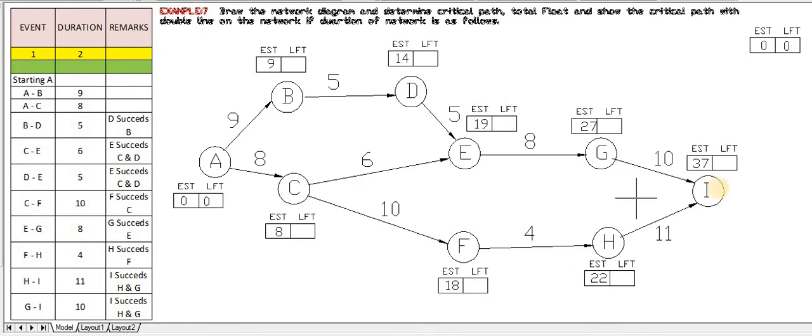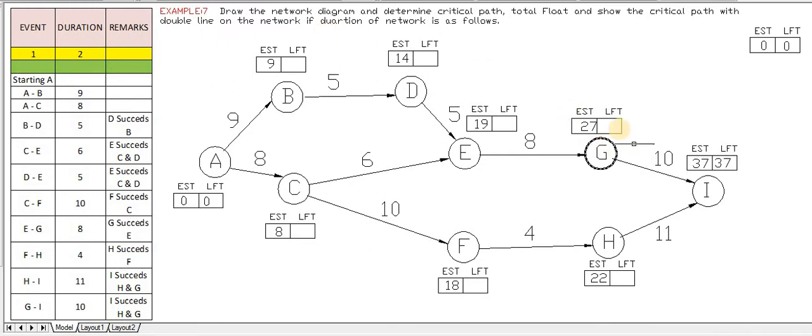In this way we have calculated EST for all the activities. 27 plus 10 is 37, 22 plus 11 is 33. The maximum value is 37, so we have taken this as 37. As we started with 0, 0, we will end with the same value, 37 and 37. This is the rule for calculating EST and LFT: starting point and end point should be the same. For starting any project, the duration required is 0. For ending any project, the duration depends on these durations, and it has been calculated as 37.